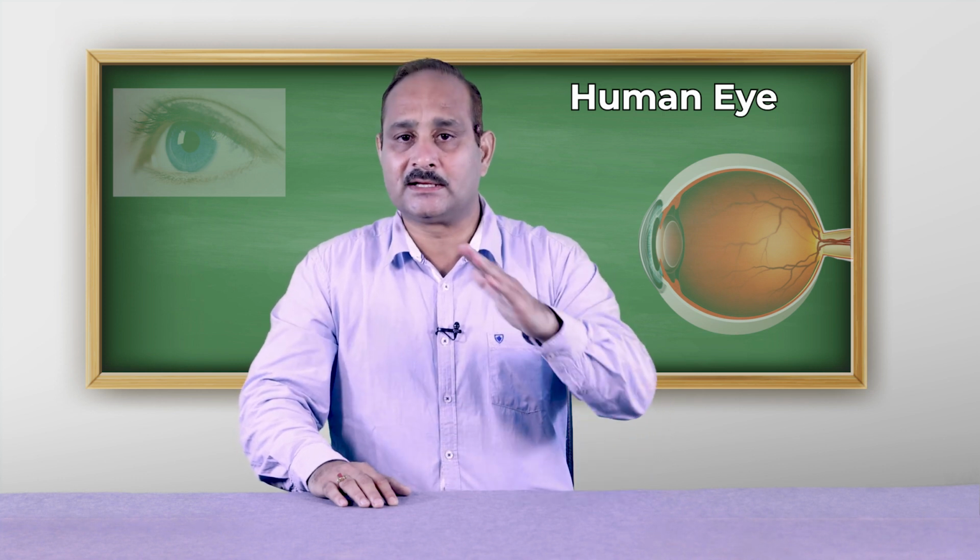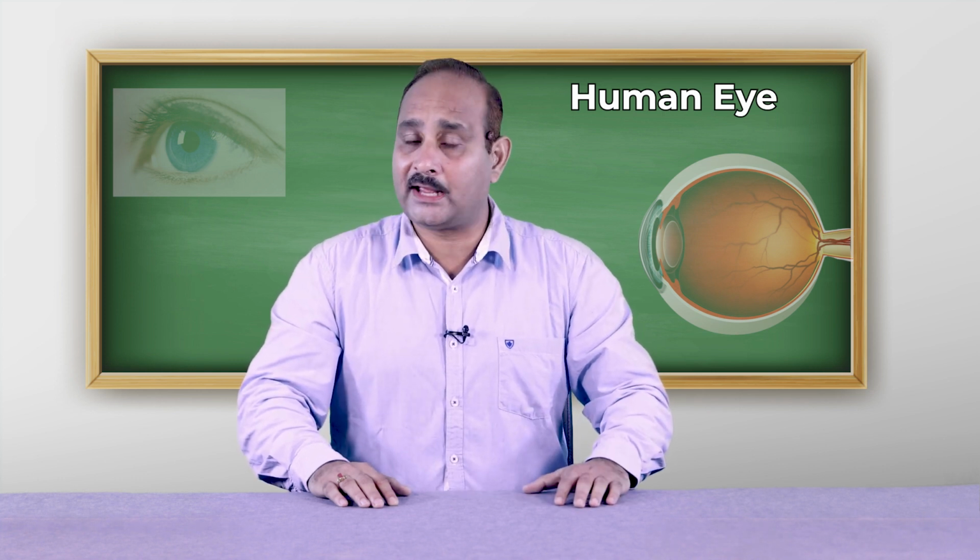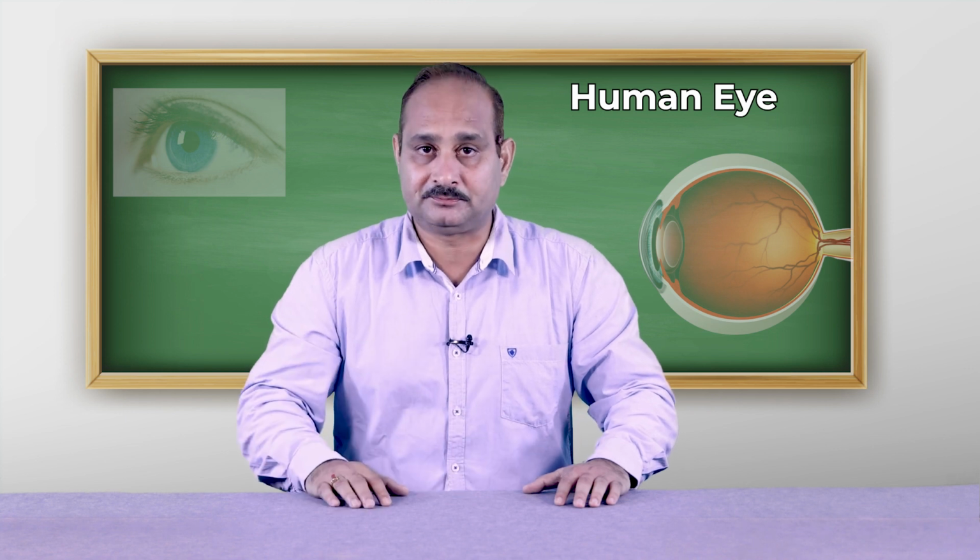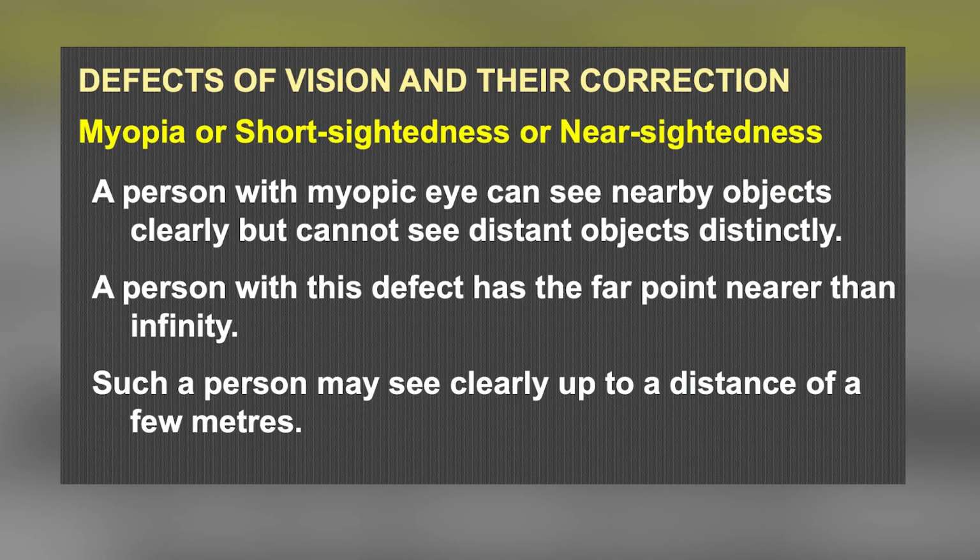Let us first discuss myopia, also known as short sightedness. A person with a myopic eye can see nearby objects clearly but cannot see distant objects distinctly. A person with this defect has the far point nearer than infinity.